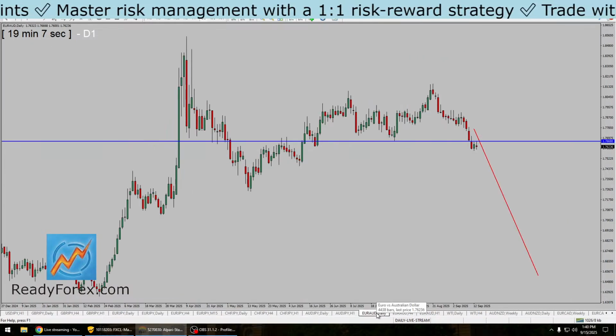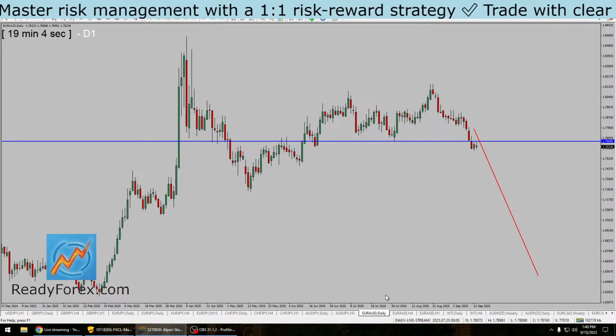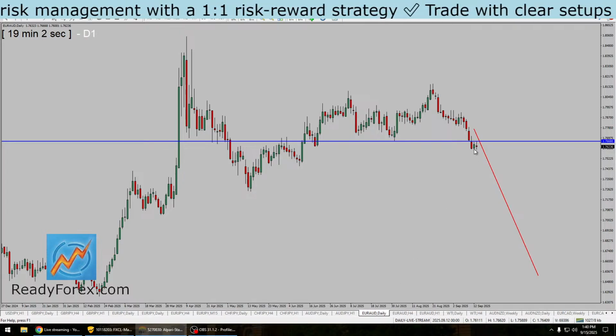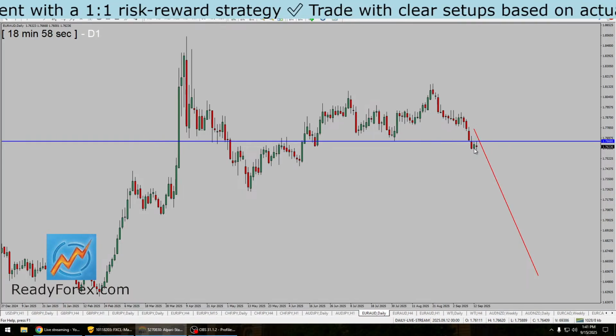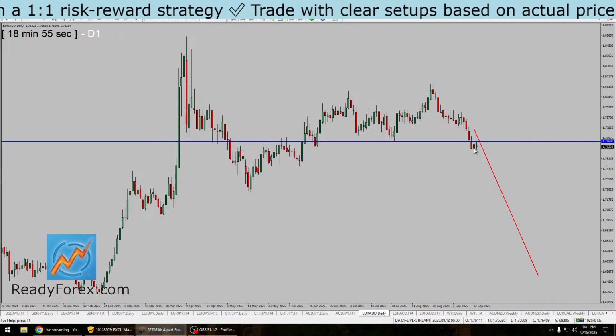Next one is the Euro AUD, Euro versus Australian dollar currency pair. We need a few more bearish candlesticks to close over here before I consider looking for potential sell patterns.